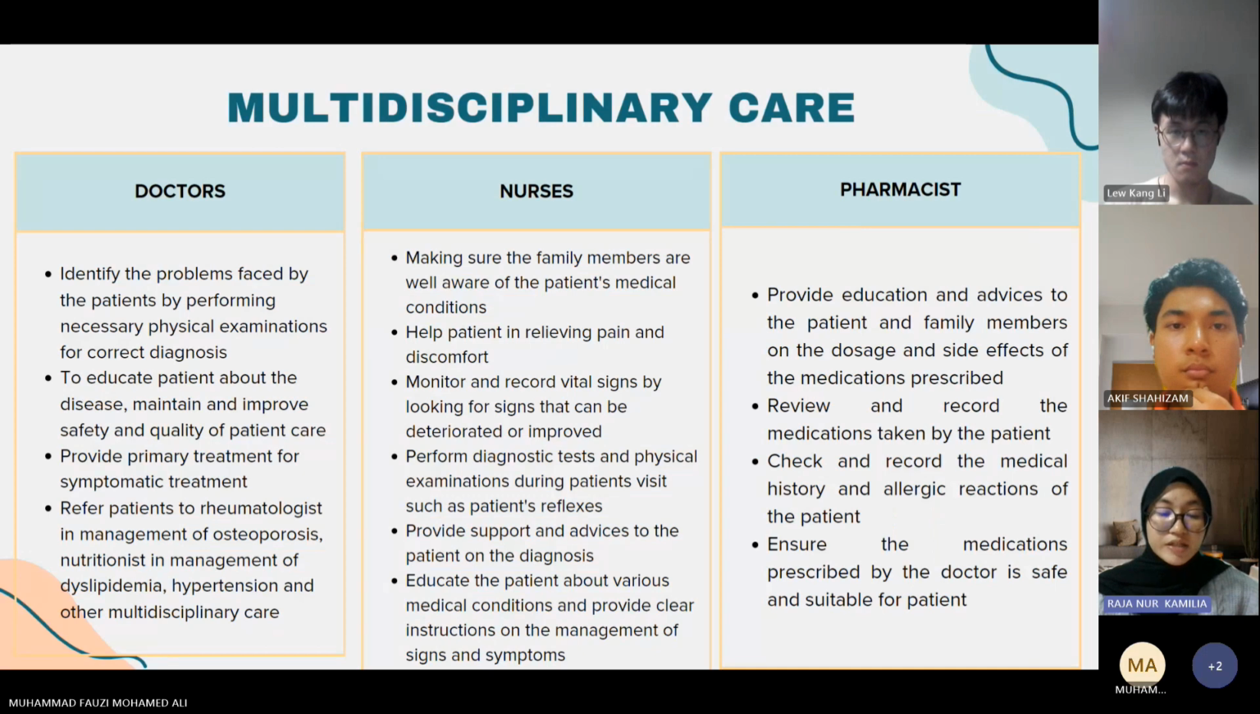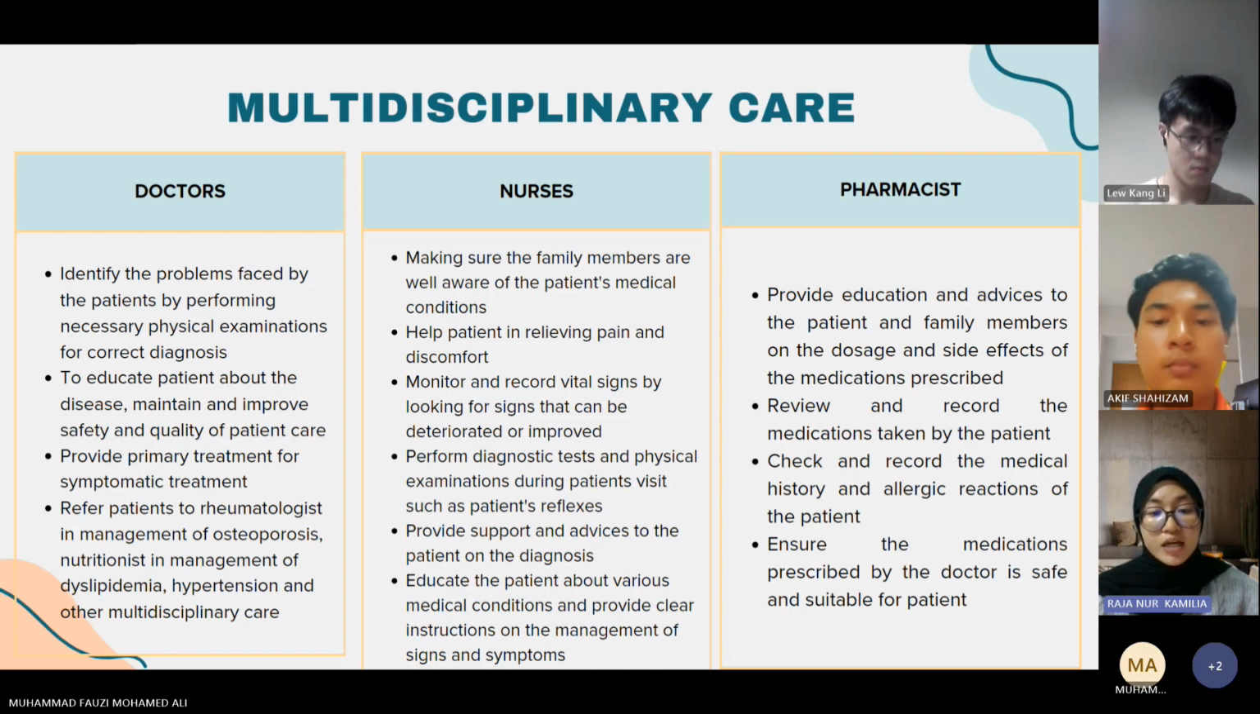We'll go to the multidisciplinary care for the doctor's side. Doctor will identify the problem faced by the patient by performing necessary physical examination for correct diagnosis. And then doctor will educate the patient about the disease, maintain and improve safety and quality of patient care. And then we'll provide primary treatment for symptomatic treatment. And lastly, doctor will refer the patient to a rheumatologist in management of osteoporosis, a nutritionist in management of dyslipidemia and hypertension, and other multidisciplinary care.